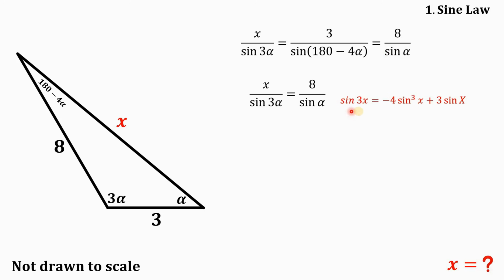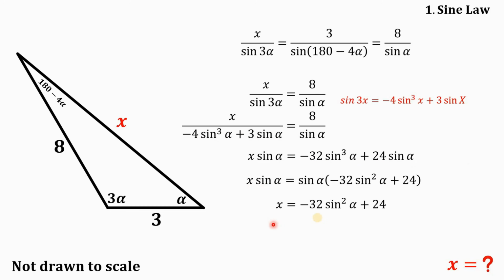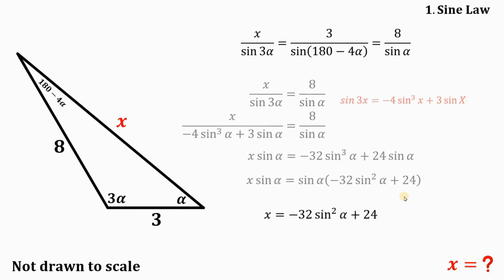The first one is sine of 3x. This is equivalent to negative 4 sine cubed x plus 3 times sine of x. In short, we can rewrite sine of 3 alpha as negative 4 sine cubed alpha plus 3 times sine alpha. Now, cross multiply, and on the right hand side, let's factor out sine alpha. Divide both sides by sine alpha. We have x equals negative 32 sine squared alpha plus 24. If we get the value of sine squared alpha, then we're done.